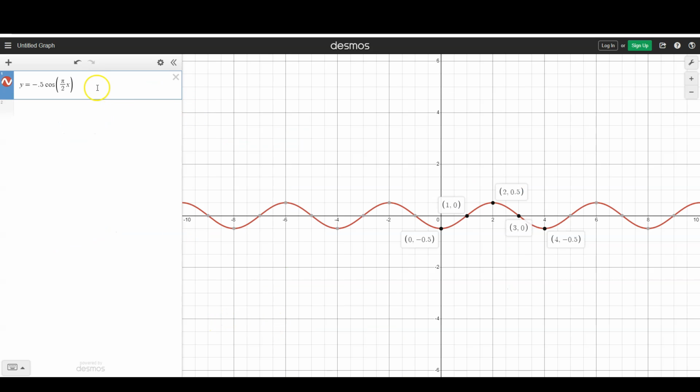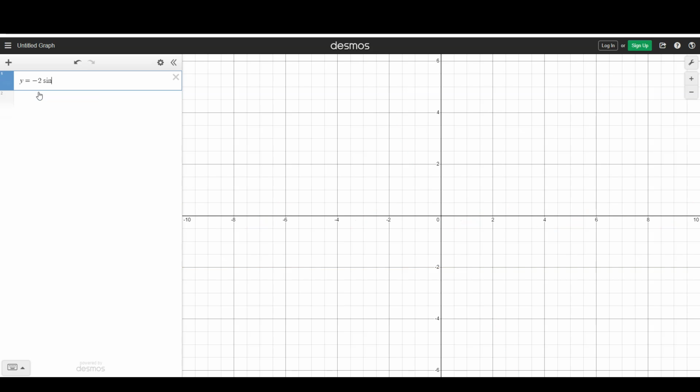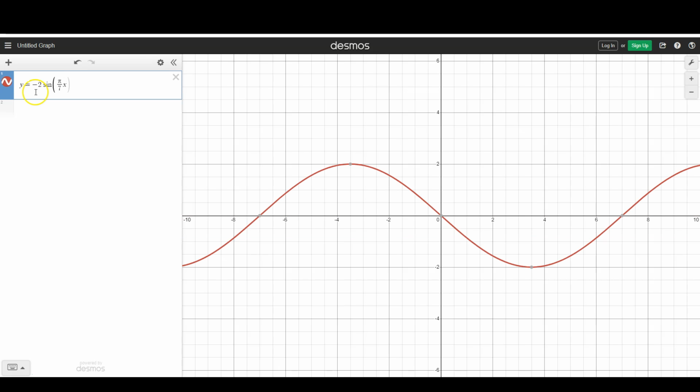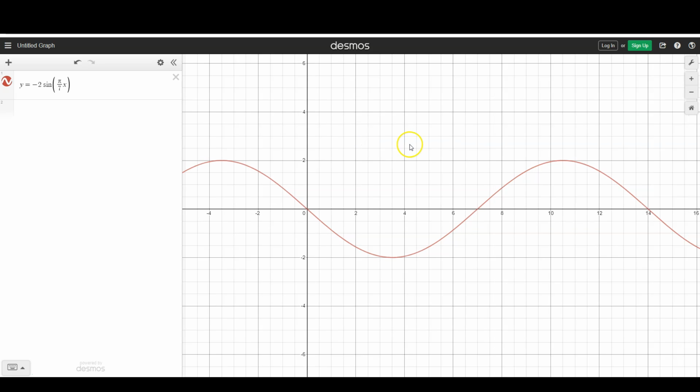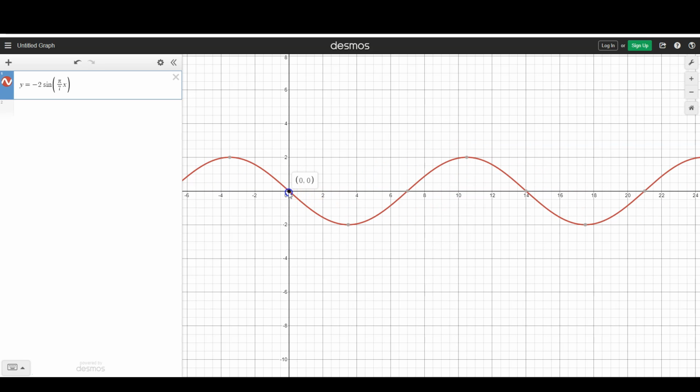If I'm going to double check my problem on Desmos, I can go ahead and do that. I can graph -2 sine of pi over 7x. And so there's our graph. We can make sure that these critical points make sense. So time equals 0, we're at 0. At 3.5 seconds, we're at -2. At 7 seconds, we're at 0. 10.5 seconds, we're back at 2. And at 14 seconds, one complete cycle, we're back at 0 on the way down.